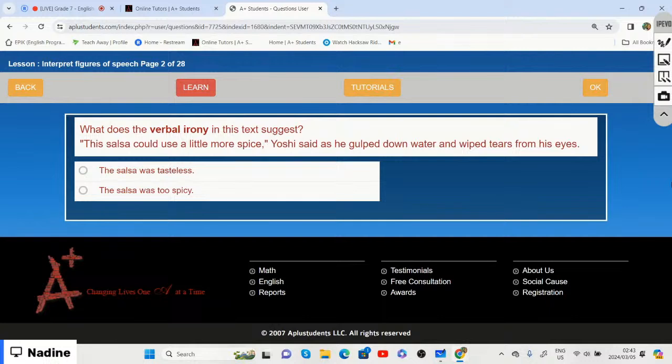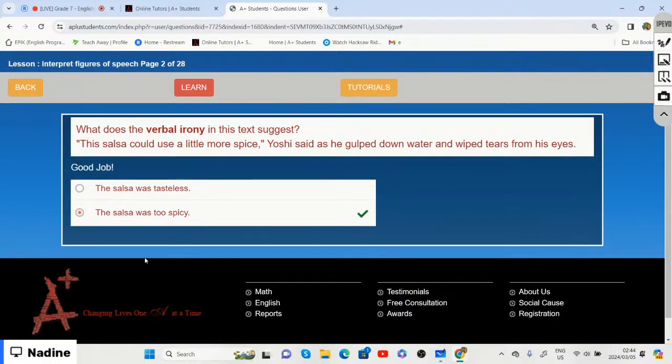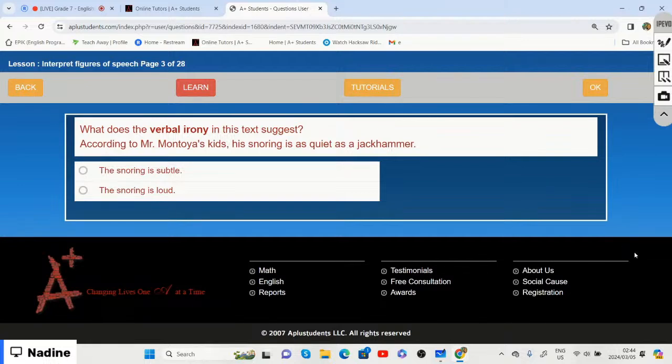Does it mean that the salsa was tasteless, or does it mean that the salsa was too spicy? So the salsa was tasteless, or it was too spicy. That is the verbal irony within this text. The salsa could use a little more spice, Yoshi said as he gulped down water and wiped tears from his eyes. And especially since they're saying that he gulped down water and wiped tears from his eyes, we can say that the salsa was too spicy. All right, so spicy it is.